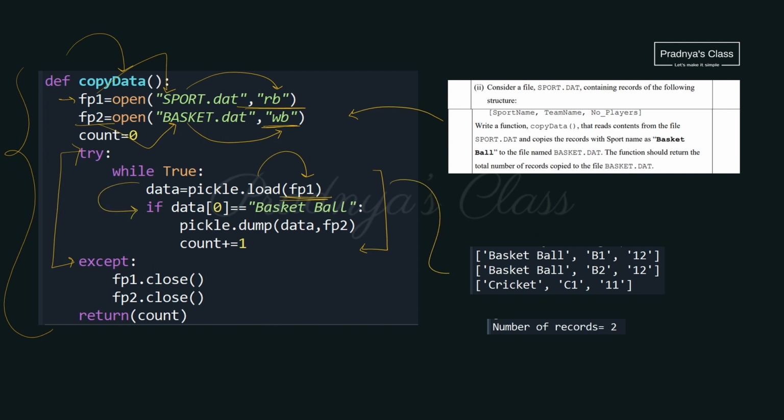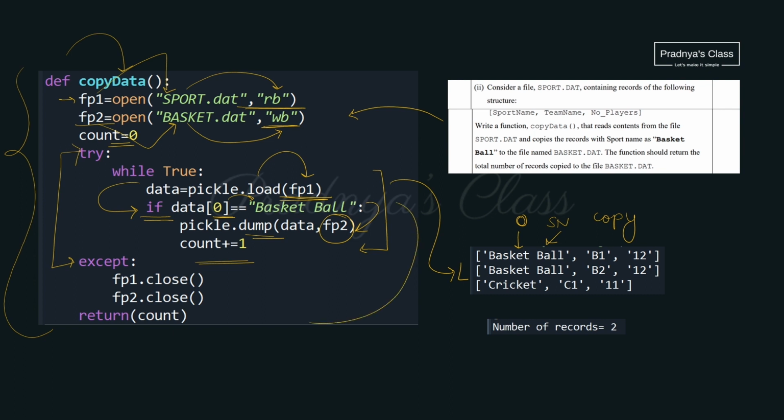The file data we got is in the form of a list. We are interested in the sports name, which is at index 0. So here is the condition: if data of 0 is equal to basketball. If the sports name is basketball, we need to copy those records to the basket file. For that we are writing the dump function with the FP2 file handle. As we need to count the total number of copied records, we have used one variable count, which will get incremented.